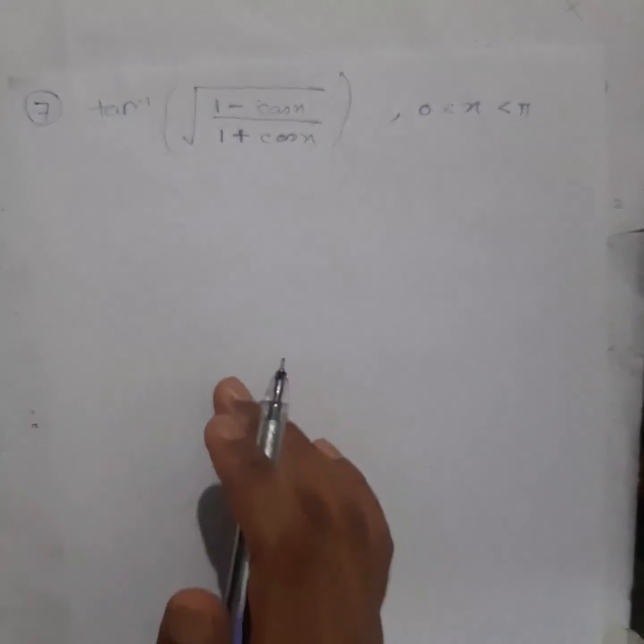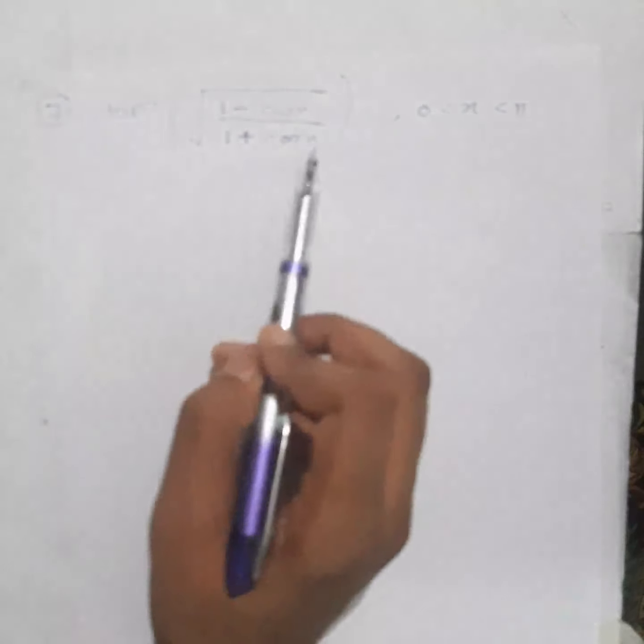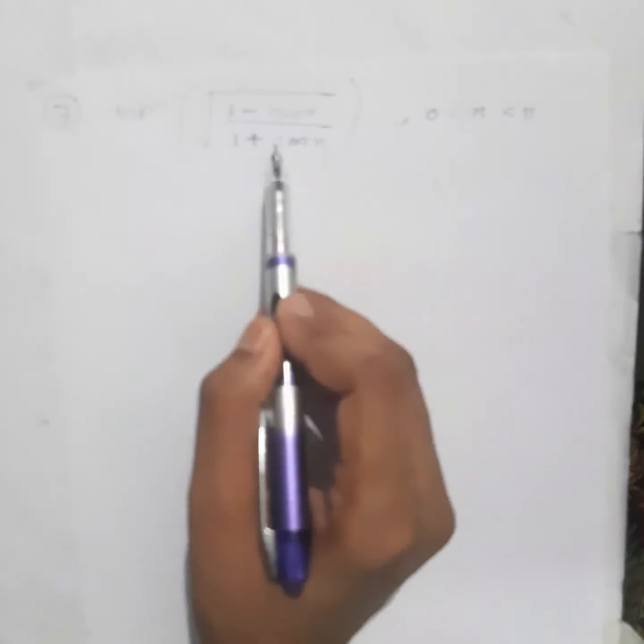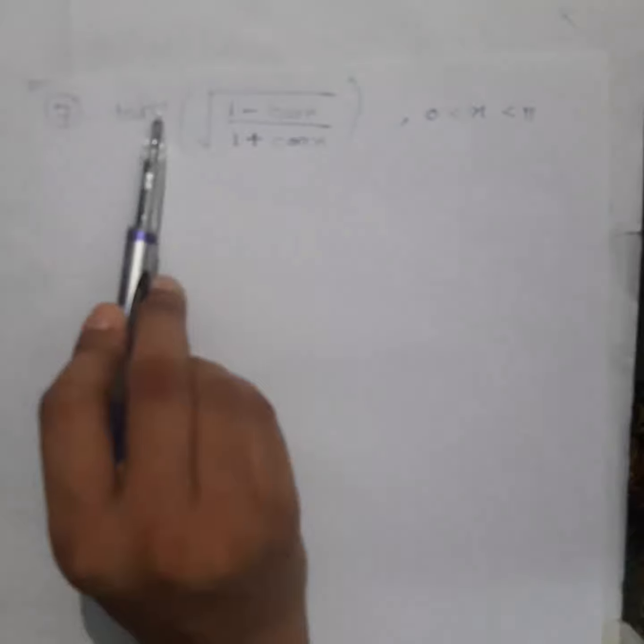Okay, next is question number 7. So what it says, tan inverse of this, you have to write in a simple form. Okay, simplify this, that is the question. Now to simplify this, you can see this is tan inverse.